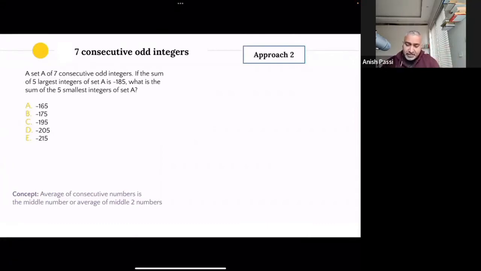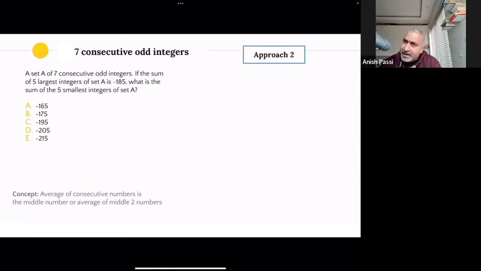Is this from the chapter of averages? Was there a heading like averages? Was the term average or mean ever used? No. But still, we can use the concept of averages here. Basically, the average of consecutive numbers is the middle number, or the average of the 2 middle numbers, depending on how many elements there are. If there is an odd number of elements, then the average is the middle number.